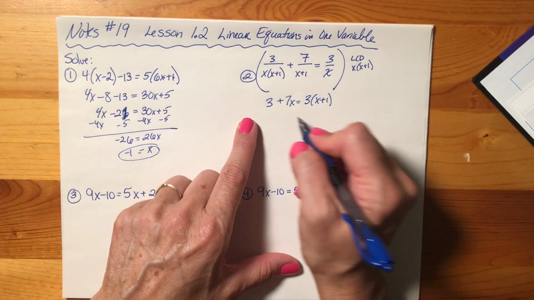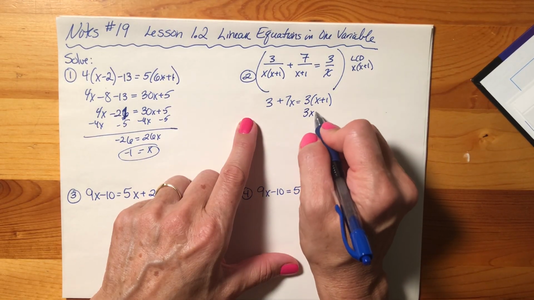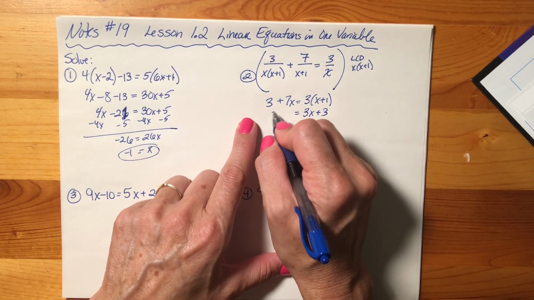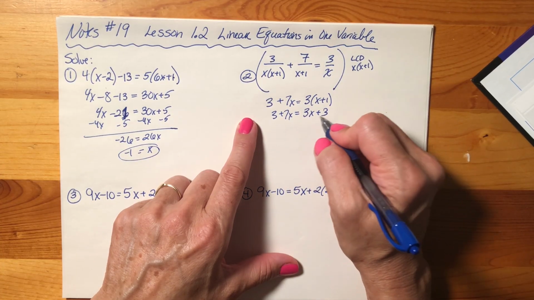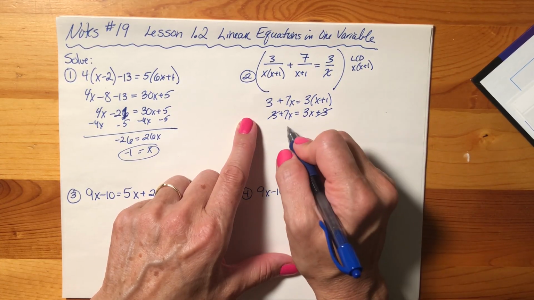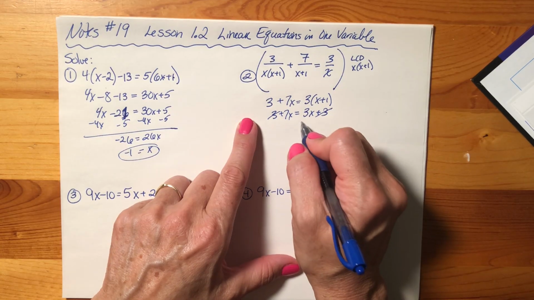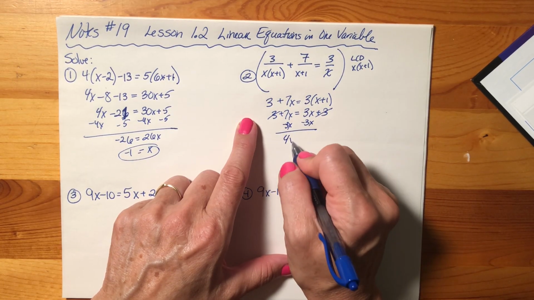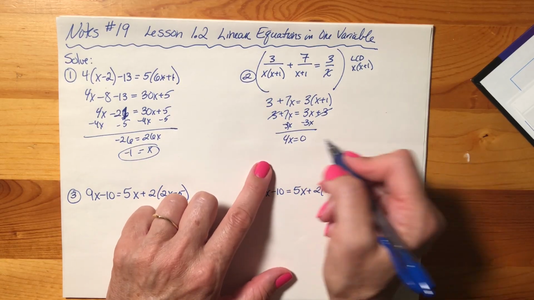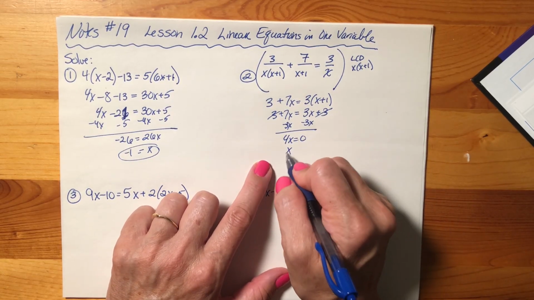So we're ready to go ahead and solve. This would be 3x plus 3. I've got 3 plus 7x. Okay, your 3's are going to fall out. If I subtract 3 from both sides, bring the, let's see, 7x. Let's subtract 3x from both sides. So I have 4x is equal to 0. And of course, if I divide both sides by 4, x is equal to 0.